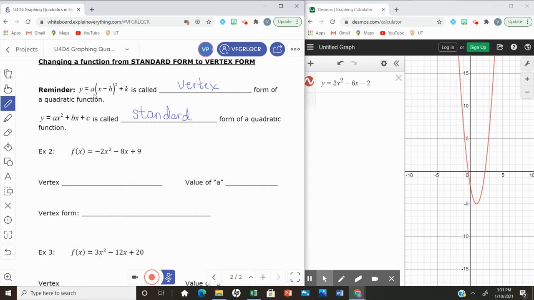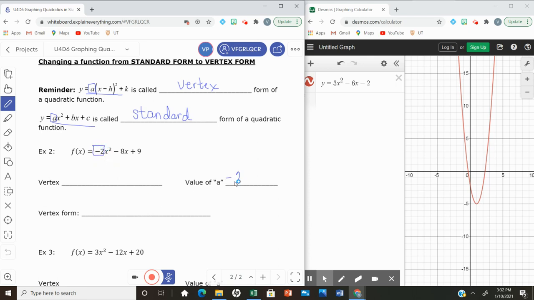So how do we get from this form down to here? Well, a couple of things. First of all, let's talk about what we have in common. As you can see on both of these equations, you have this A value, and that is going to be the same for both of these equations. That number is not going to change. So if we look at our quadratic down here, example number 2, f of x equals negative 2x squared minus 8x plus 9. The A value in this case here is going to be negative 2.